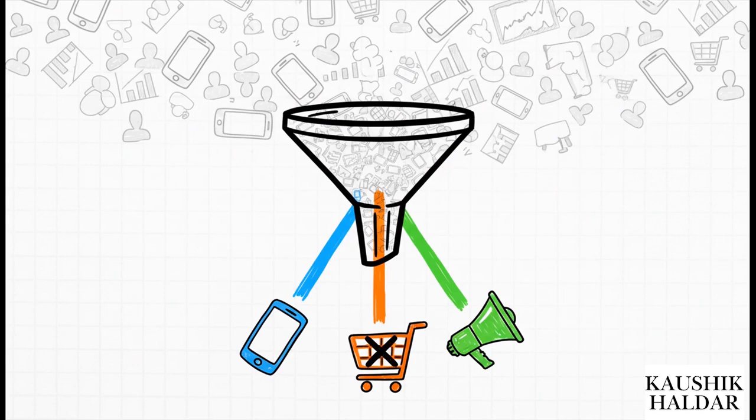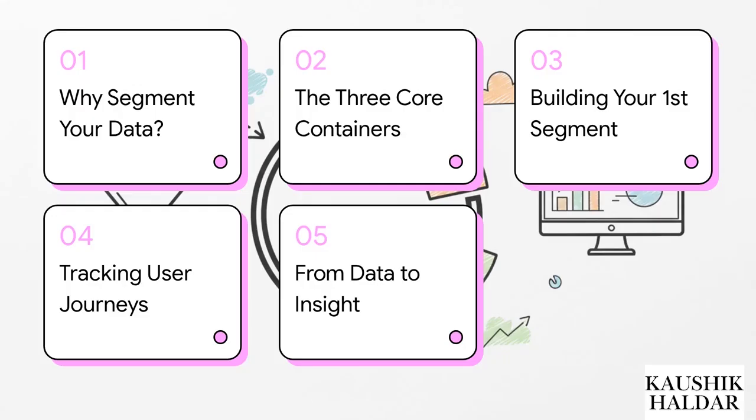But what if you could zoom in, isolate specific groups, like people who came from a certain campaign, or users on their phones, or maybe customers who ditched their shopping carts. That's exactly where segmentation comes in. It's the tool that lets us cut through all that noise to find the specific, actionable stories that are hiding inside our data.